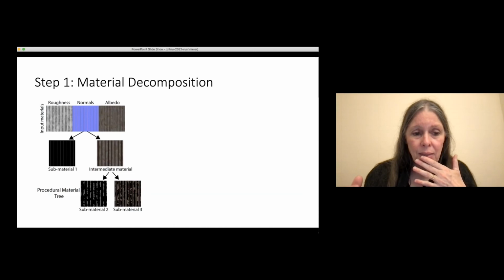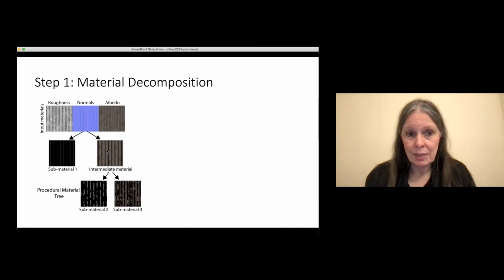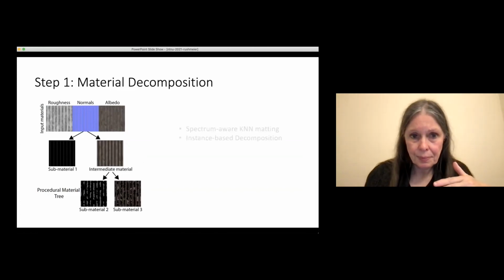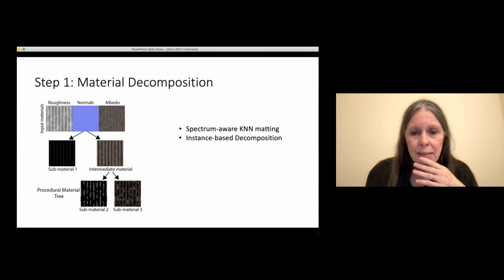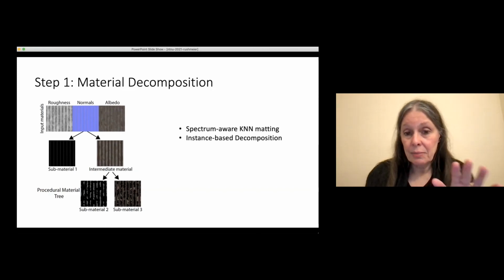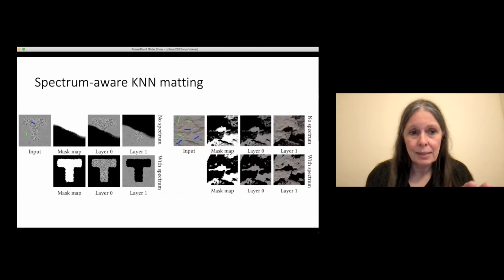We do this by building a mask. In this case, it's some rusty metal. So we have the unrusted metal and the rusted metal that we've segmented. And we do that with spectrum-aware KNN matting and instance-based decomposition. So I'll explain what that is.